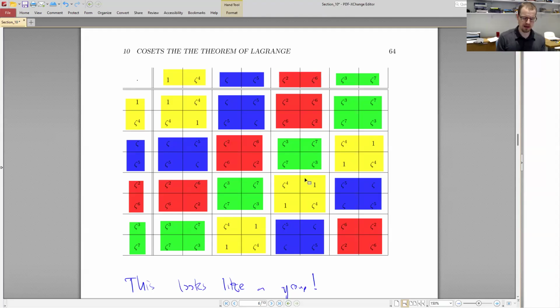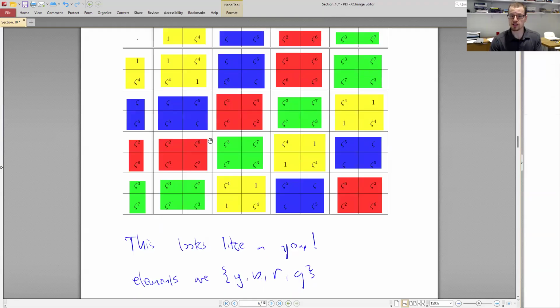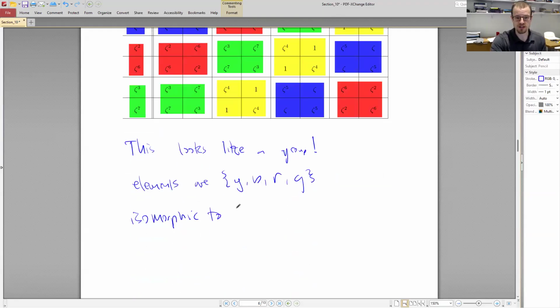The Klein 4 group, all of its elements are order 2. So anything squared gives me the identity. You'll notice that blue does not give me the identity. Red does not give me the identity. Rather, if I consider blue itself, blue gives me red. Red gives me green. Green gives me yellow. Of course, yellow gives me back blue. So I actually see something that's cyclic. So this is isomorphic to the cyclic group of order 4, which is Z4.